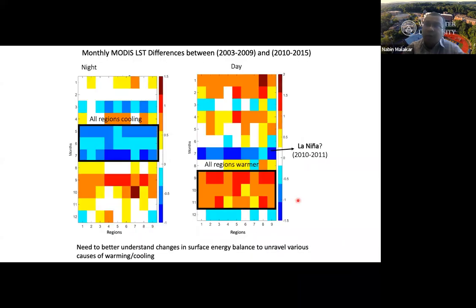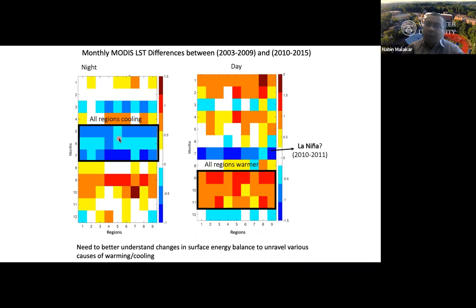This is about a terabyte of data that I processed by looking at 9 regions for 12 different months. You can basically look at the trend of how they are warming up and cooling down. You can see certain regions are cooling, certain regions are warming.